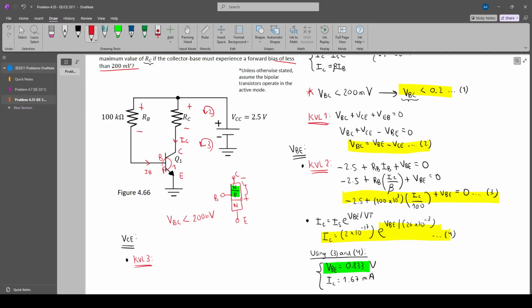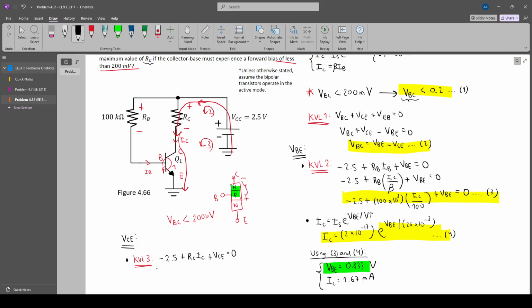And KVL 3 is telling us that we need to first start in this ground, go all the way here first. So this will be minus 2.5 volts plus the voltage drop across the RC resistor, right? So it enters a positive terminal and goes to a negative terminal, the loop. So plus the resistance times the current flowing through the resistor, which is IC. And then the last voltage drop will be BC, right? The loop goes all the way to ground again. Plus BCE equals 0. That's our KVL.